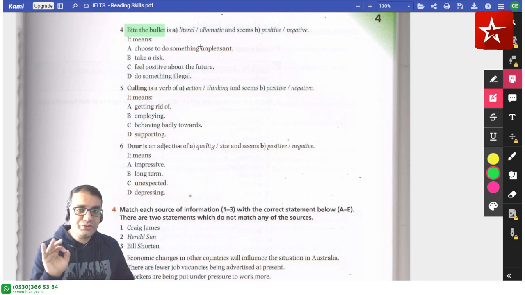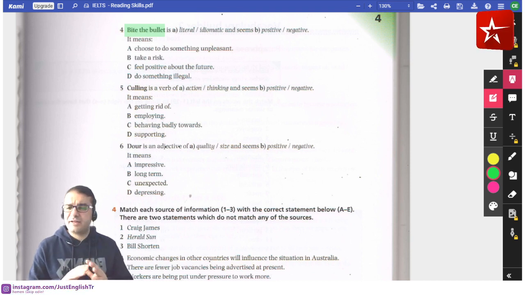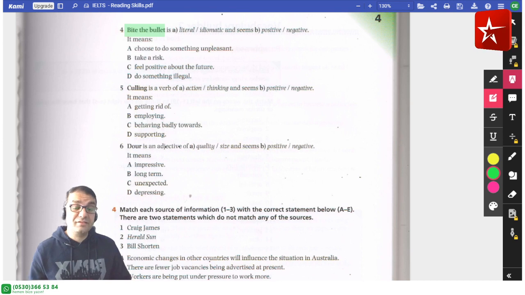Which one are we going to choose exactly? Dylan said B, everyone said B. Yeah? So again, are you sure, guys? Is it B? Here is taking a risk. It is either good or bad, it is taking a risk, and that's it. Yeah? But here, choose to do something unpleasant. That's the correct answer because it's negative.